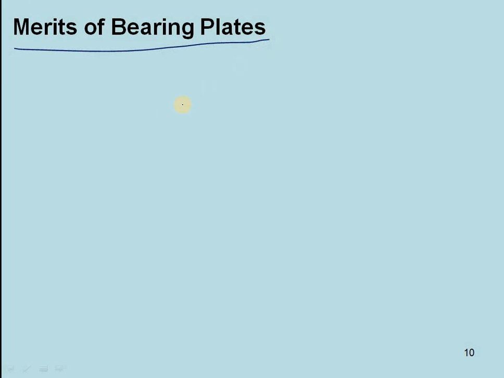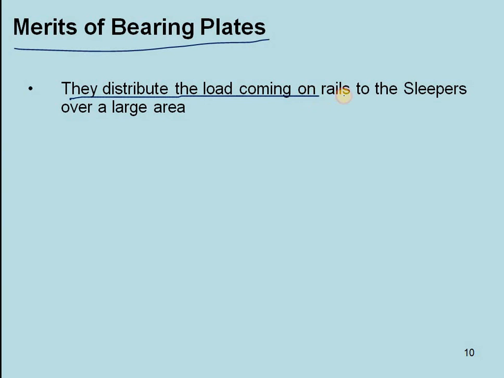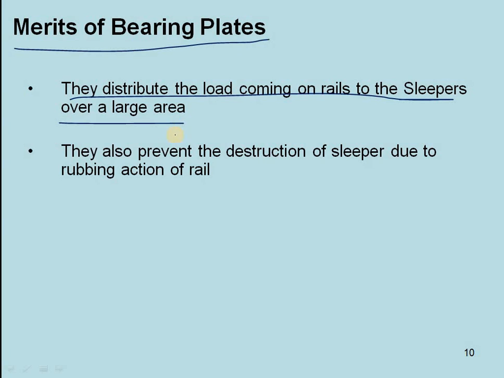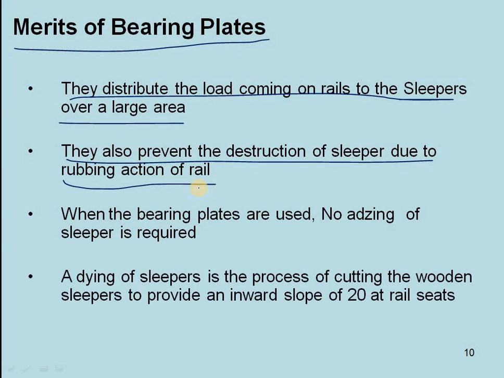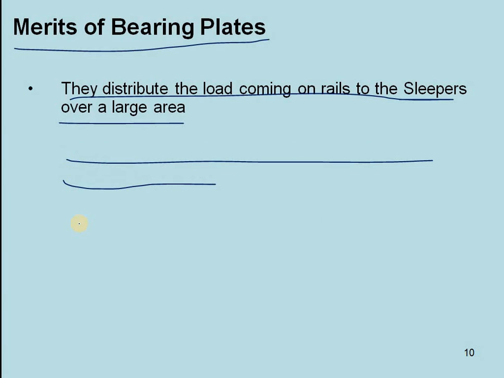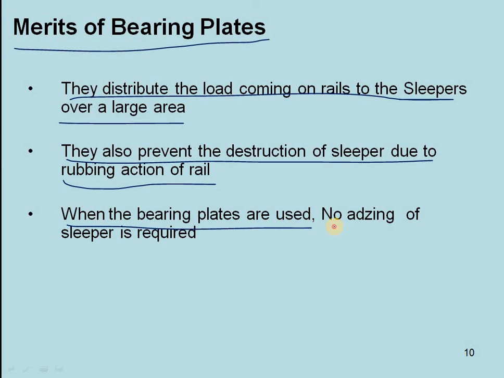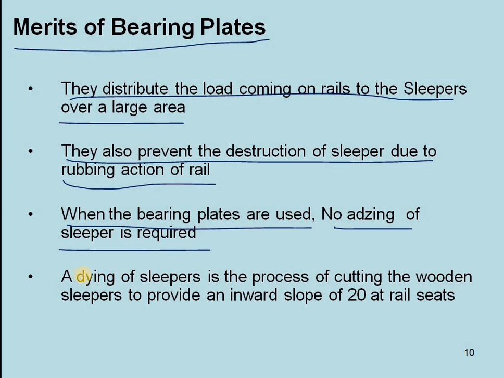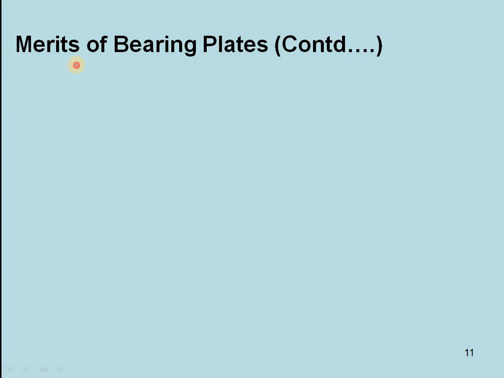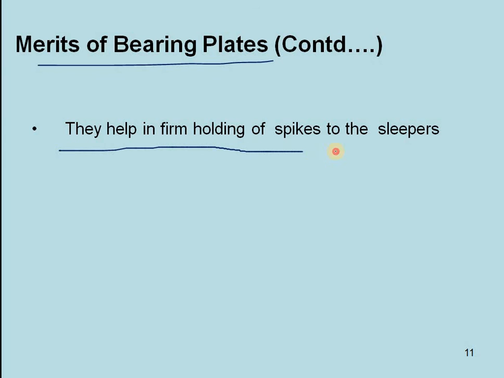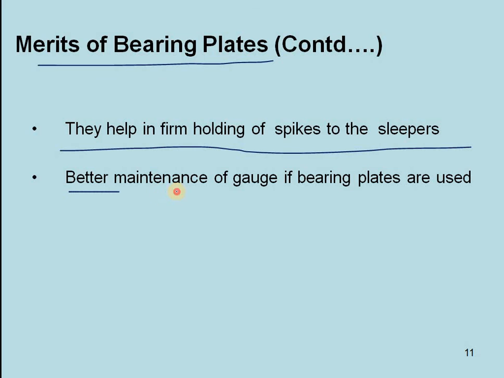So what are the merits of bearing plates? They distribute the load coming on rails to the sleepers over a large area, and they also prevent the destruction of the sleeper due to the rubbing action of the rail. When bearing plates are used, no adzing of the sleeper is required. Adzing of sleepers is the process of cutting the wooden sleepers to provide an inward slope at the rail seats. Merits continue: they help in firm holding of spikes to the sleepers, and better maintenance of gauge.